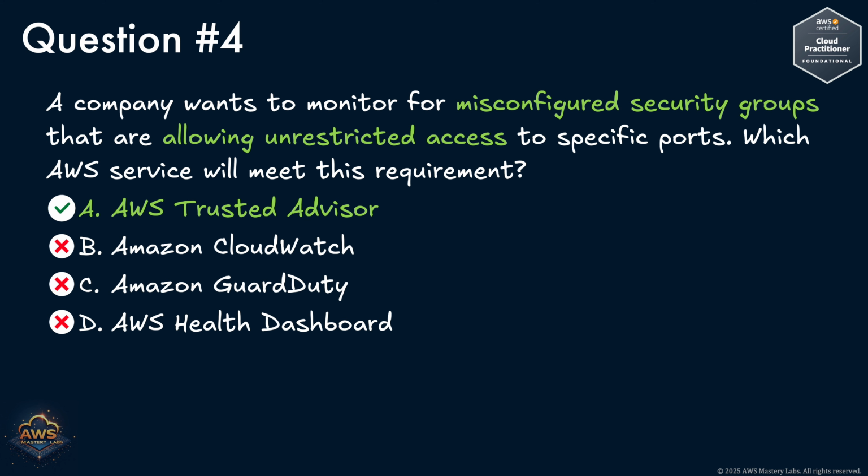Option A, AWS Trusted Advisor. This is the correct answer. Trusted Advisor offers real-time recommendations to help you secure your environment and optimize performance and cost. Specifically, it includes checks for security groups with unrestricted access to certain ports, such as SSH, port 22, RDP 3389, or custom-defined ones.